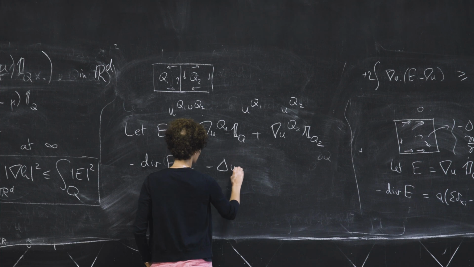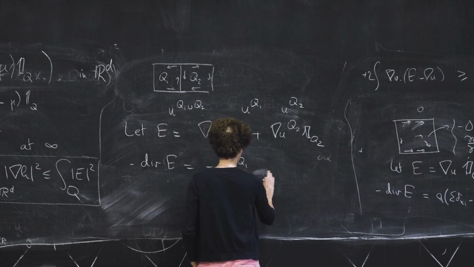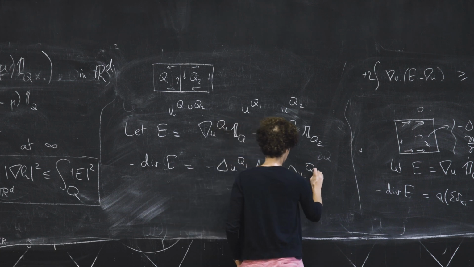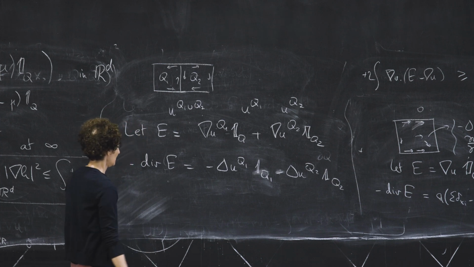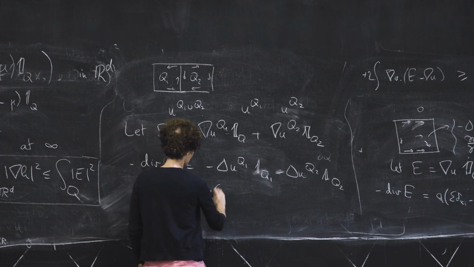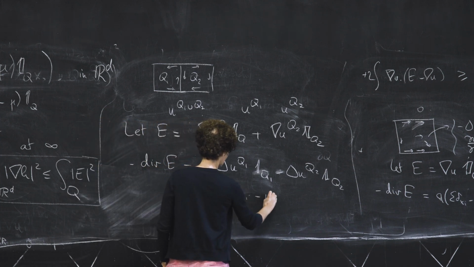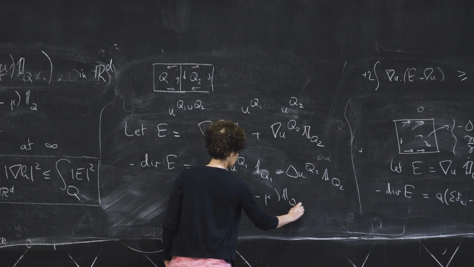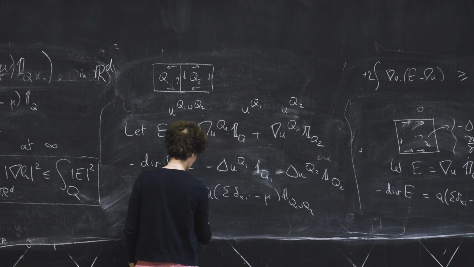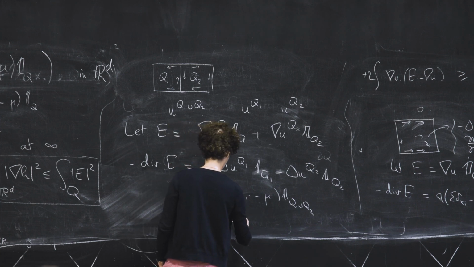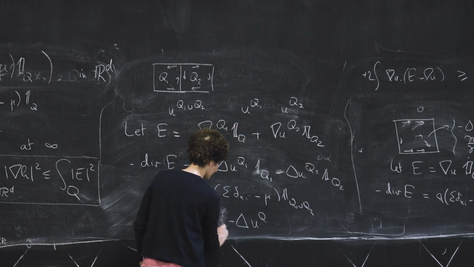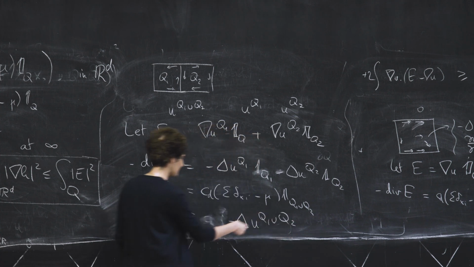And when I compute the divergence, I find just the sum of the two divergences. So I find the sum of these Laplacians. And so that is equal to whatever is in that big box. And that is the same as minus Laplacian of the U of the big box.